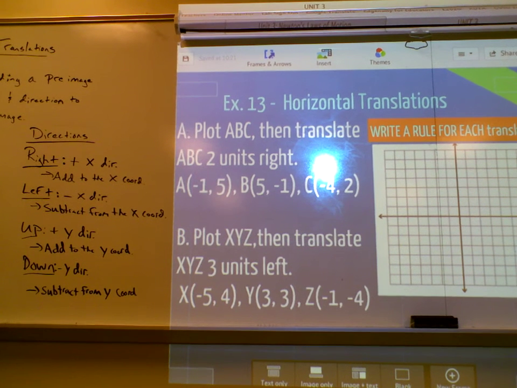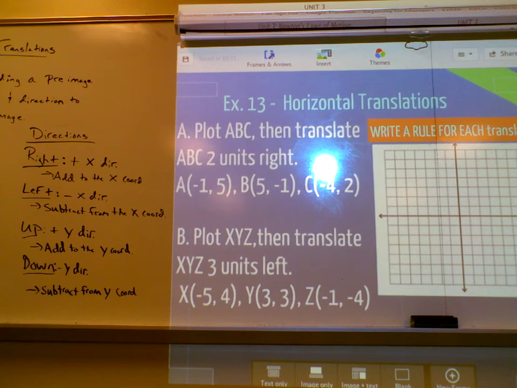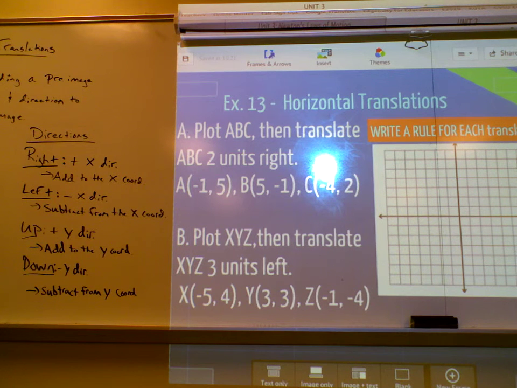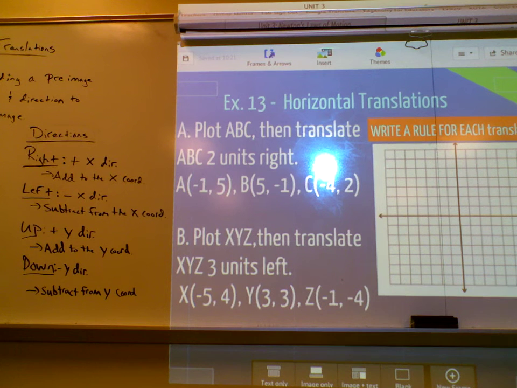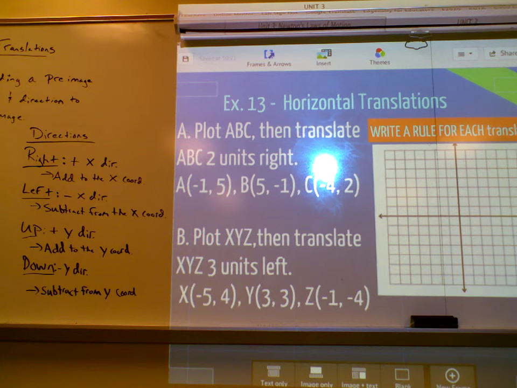This is what's called a horizontal translation. So since we're doing a horizontal translation, I think we're moving the x or moving the y? Okay, we're moving the x, because the x is the horizontal axis. So horizontal translations mean we're moving the x. Right? So I'm going to plot A, B, C.